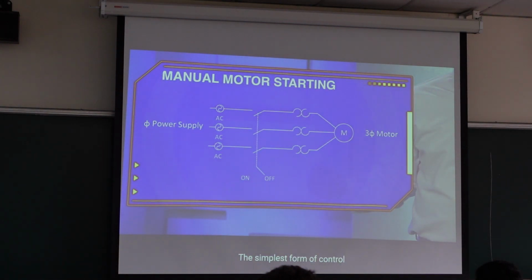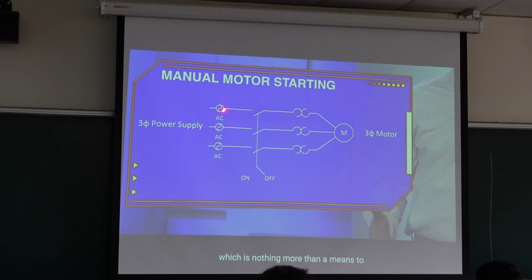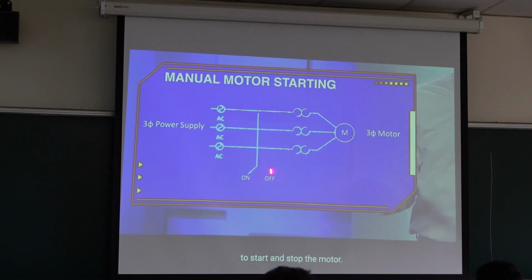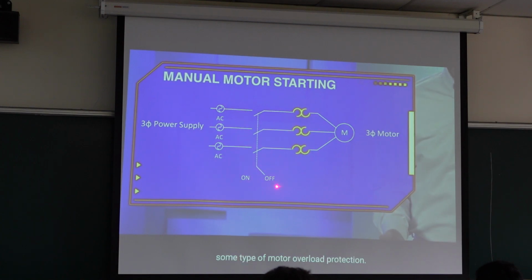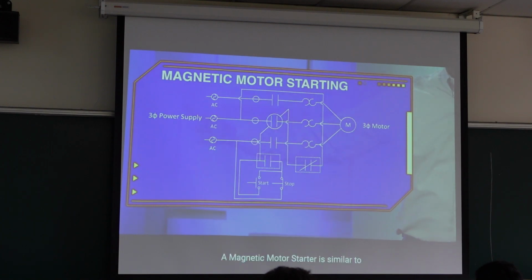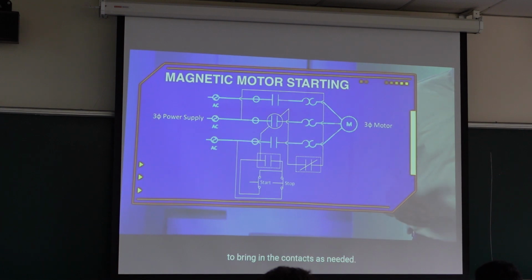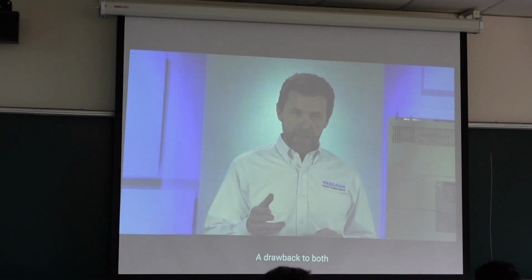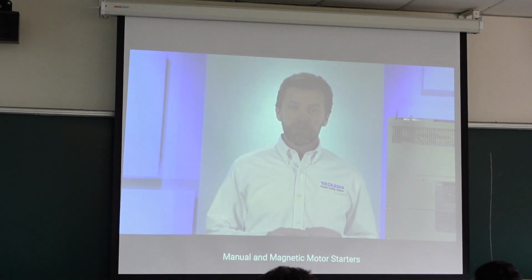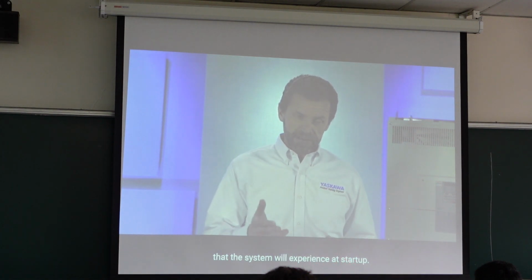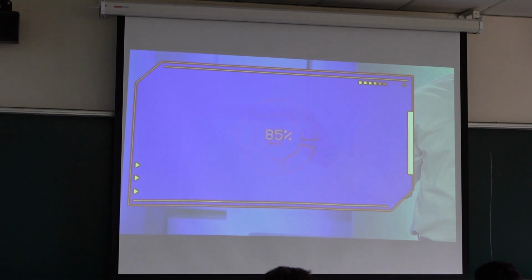The simplest form of control is a manual motor starter. We use mechanical contacts to manually open and close, to start and stop the motor, turning it on and off. Manual motor starters usually include some type of motor overload protection. A magnetic motor starter is similar to a manual starter, except you can control the contacts to bring them in. A drawback to both manual and magnetic motor starters is that they do not reduce the inrush current experienced at startup.